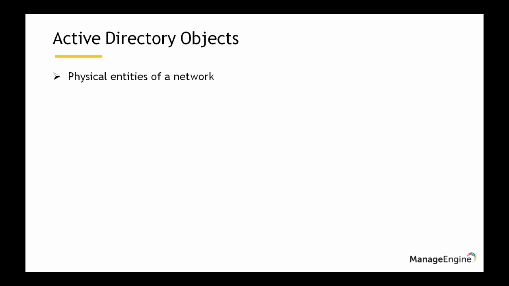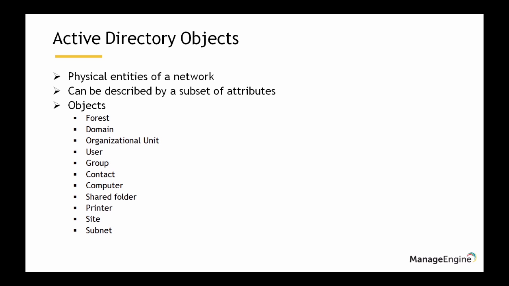So the definition of an object can be, an object is a physical entity of a network, and it can be described by a subset of attributes. And I'm going to share with you some of the common objects that you would see in Active Directory. You have forest, domain, organizational unit, and then you have the user object, group, contact, computer, shared folder, printer, site, and subnet.